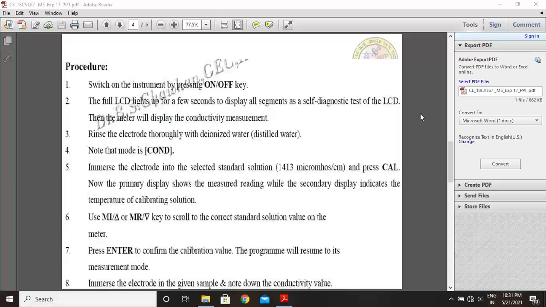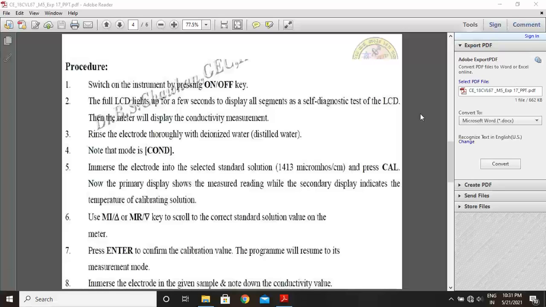Note that the mode is in conductivity mode. Immerse the electrode into the selected standard solution, that is 1413 micromhos per centimeter, and press the calibration mode key. Now the primary display shows the measured reading while the secondary display indicates the temperature of calibration solution.